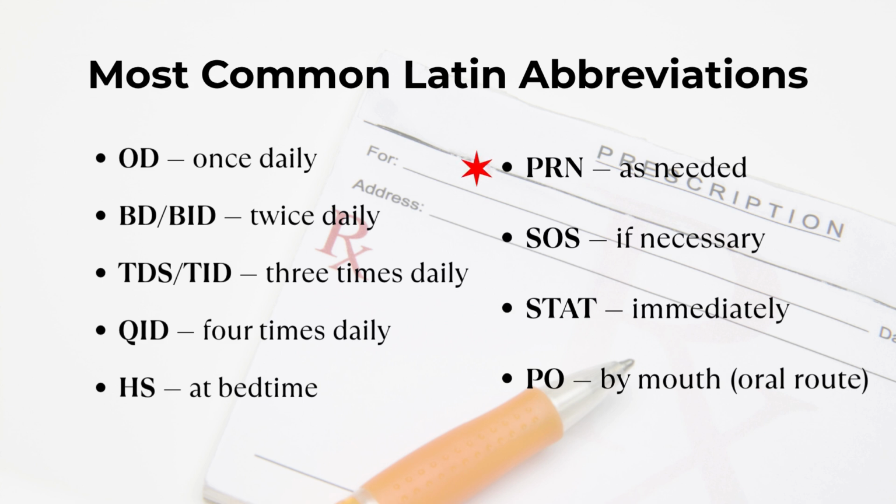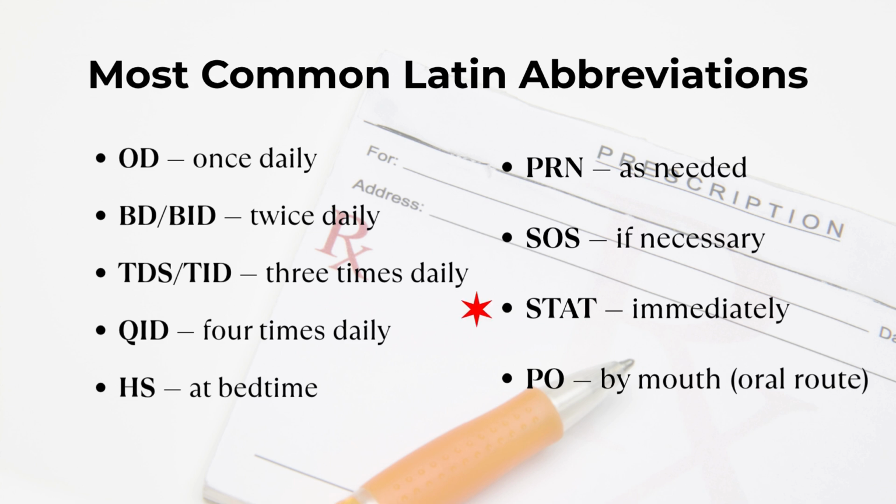PRN is short for pro re nata, which means as needed. For example, paracetamol PRN for pain, where the patient only takes it when symptoms occur. SOS means if there is an emergency, from the Latin si opus sit. Used rarely but good to know, such as in prescriptions for severe allergic reactions.